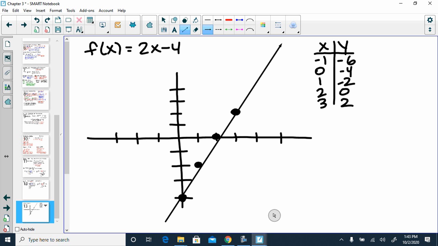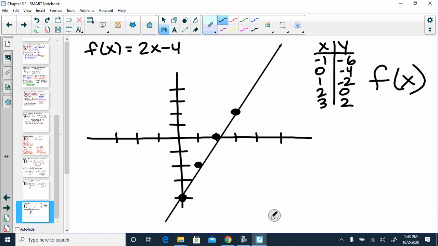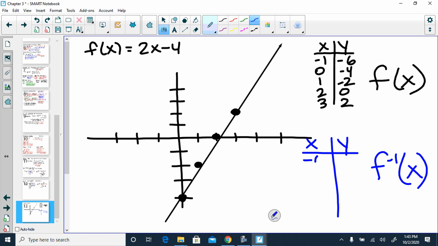Now, as far as inverse, there are a couple ways to do the inverse of this. The easiest way to graph inverses is literally to switch the xy table. This is the table for the original f of x. If I wanted to graph the inverse of this, then if you recall from the beginning of this video, you would literally just switch the x and the y values here. So let's go and graph those.